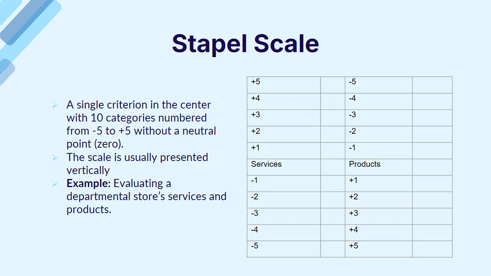Third, we have staple scale, a single criterion scale with a range from -5 to +5 without a neutral point. This scale is typically presented vertically, where negative rating indicates undesirability of an object and positive ratings indicate the appropriateness of an object. For example, rating a store's service quality or product quality, where +5 represents excellent service or product and -5 represents poor service or product.